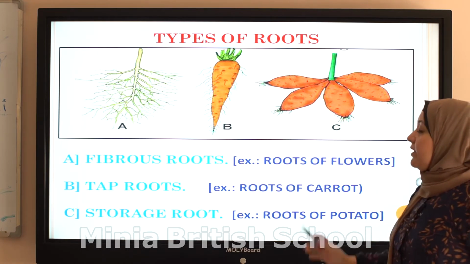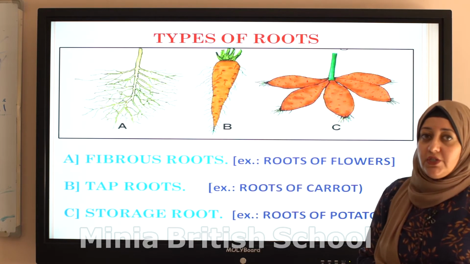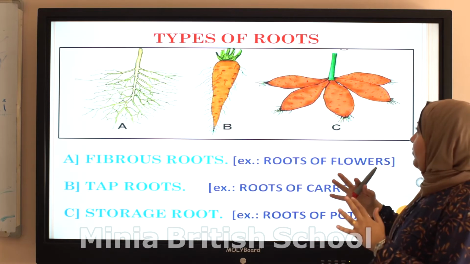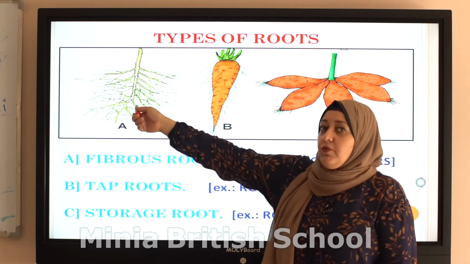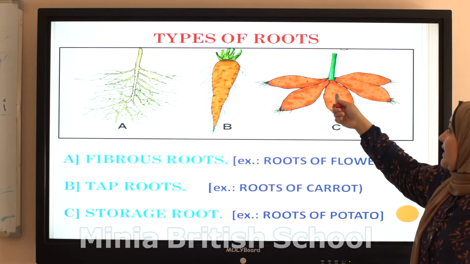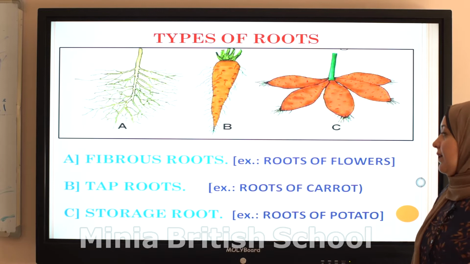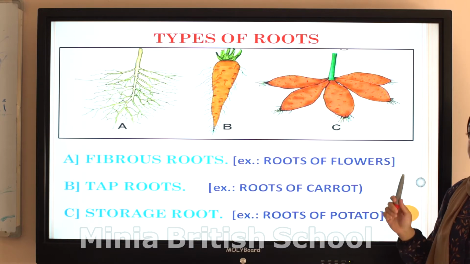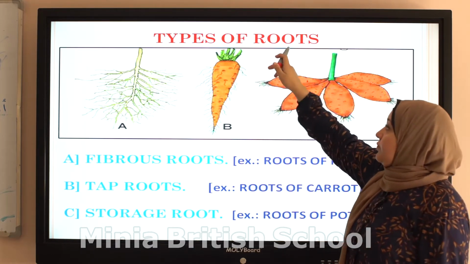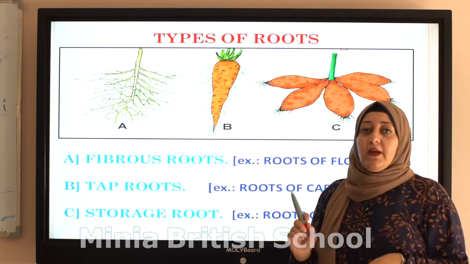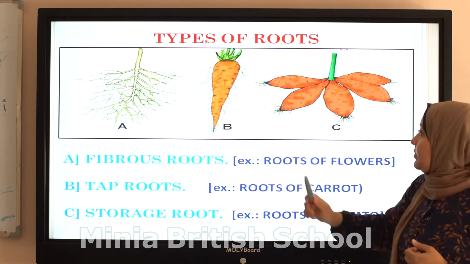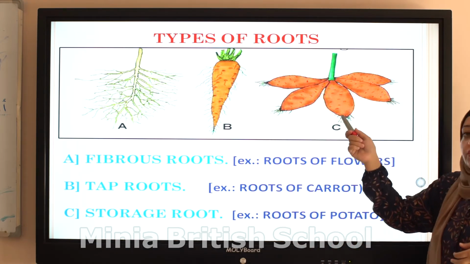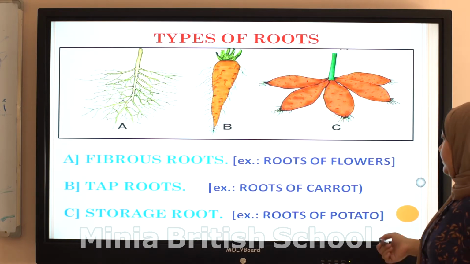Number three, we have the storage root. Storage root, as you can see, it's huge, okay? And it's very fat like that, not thin like the fibrous one, okay? Where can we see this? Think. You can see it in the potato, okay? So we have different types of roots. Number one, fibrous roots, like the roots of the flowers. Number two, tap roots, like the roots of the carrot. Number three, storage roots, like the roots of potatoes.